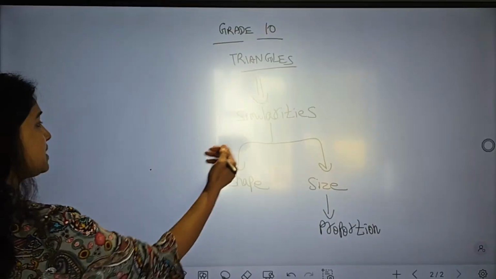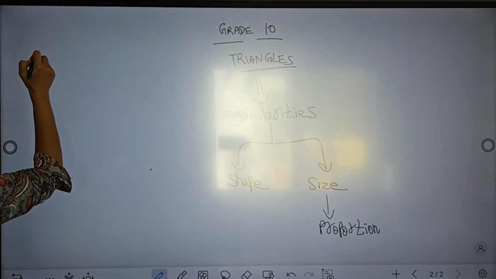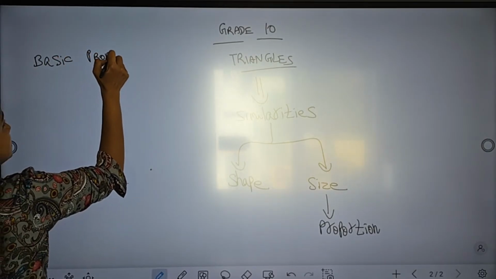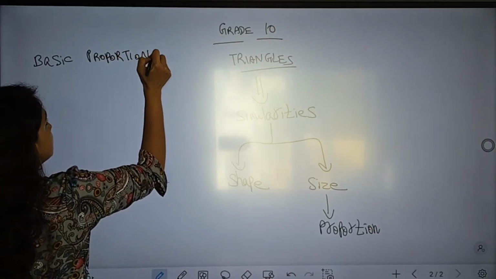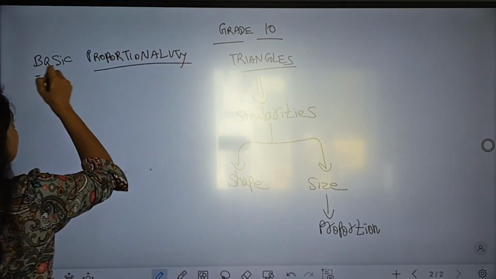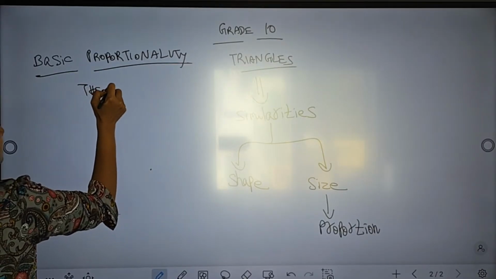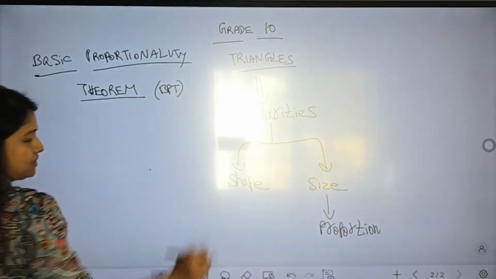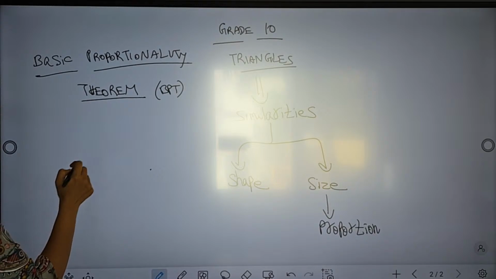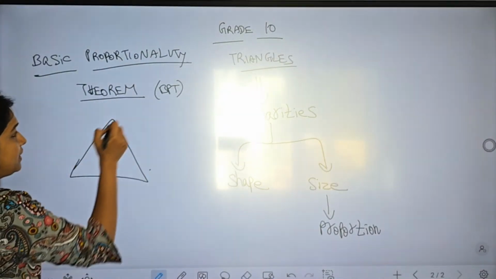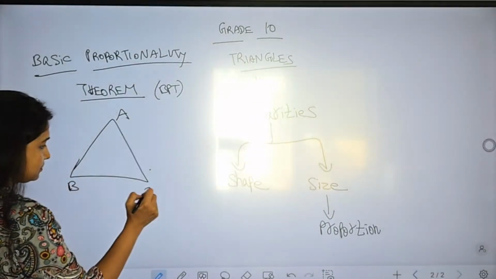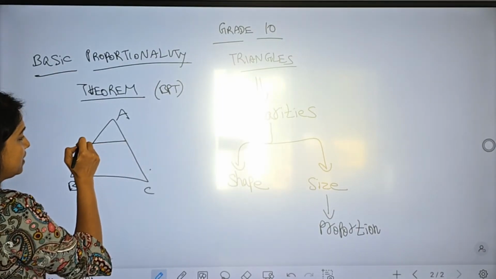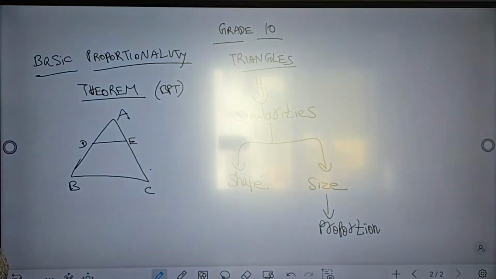Okay. So based on this property, we have the basic proportionality theorem. Basic proportionality theorem. In simple terms, we call it BPT. So what this theorem suggests, let us consider a triangle ABC. And I'm going to draw a line parallel to BC. Let me name that parallel line as DE.